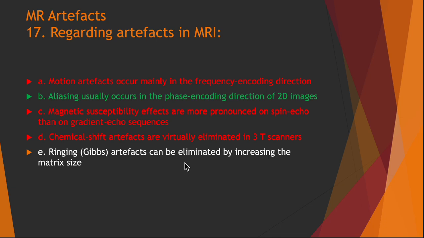Ringing artifacts can be eliminated by increasing the matrix size. The answer is true, because ringing artifacts are nothing but alternating dark and bright lines that are parallel to the high contrast interface, and usually they happen along the phase encoding direction, because we use a smaller matrix along the phase encoding direction to reduce the scan time, and therefore it happens along that direction. So you just have to remember that ringing artifacts can be eliminated by increasing the matrix size along the phase encoding direction.